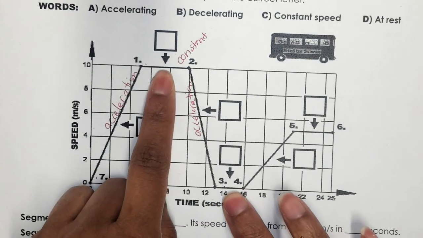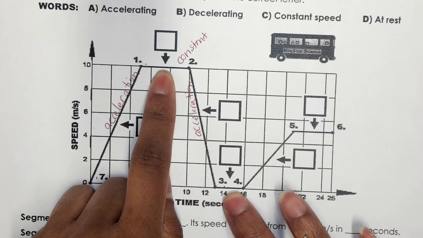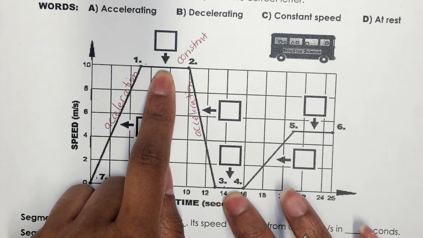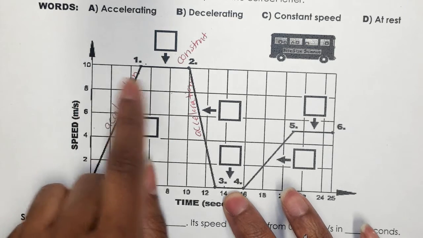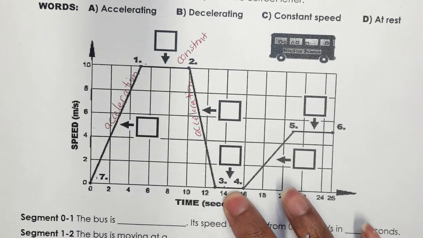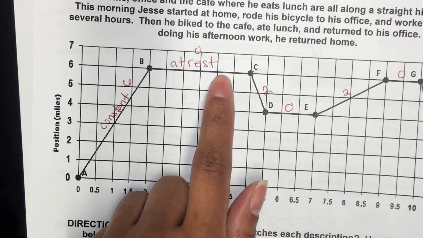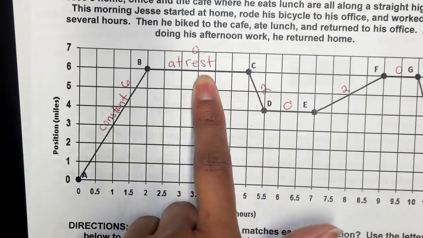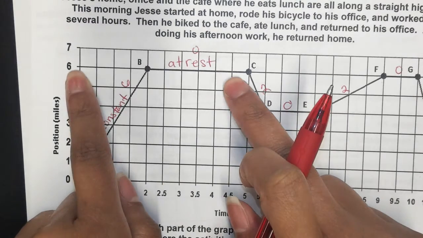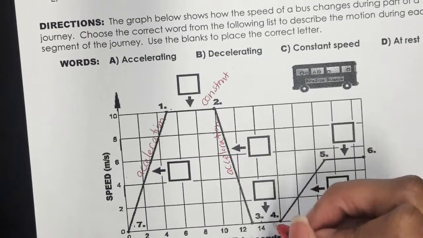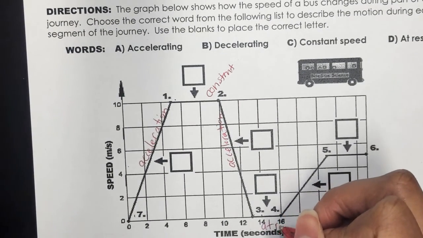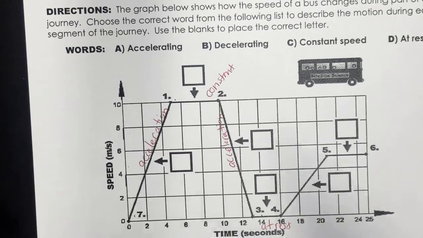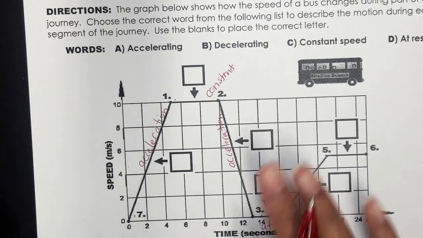Why was this not at rest? Because the speed is the same. It's staying at 10. This is not at rest, but right here, why is this at rest? Because it's position time. My position is not changing. Very well done. Okay? And this would be at rest. Are we seeing the difference between the two? Okay.